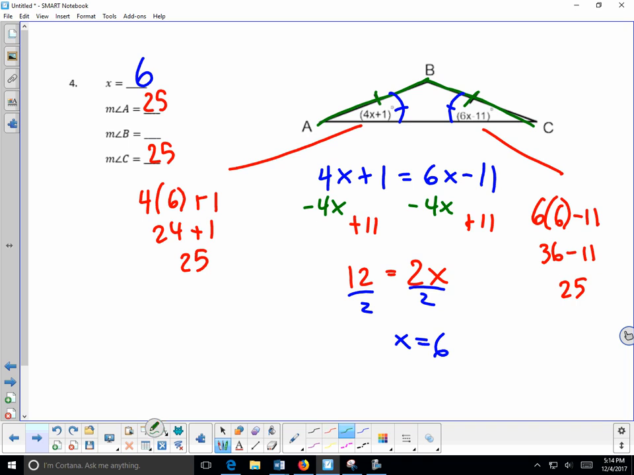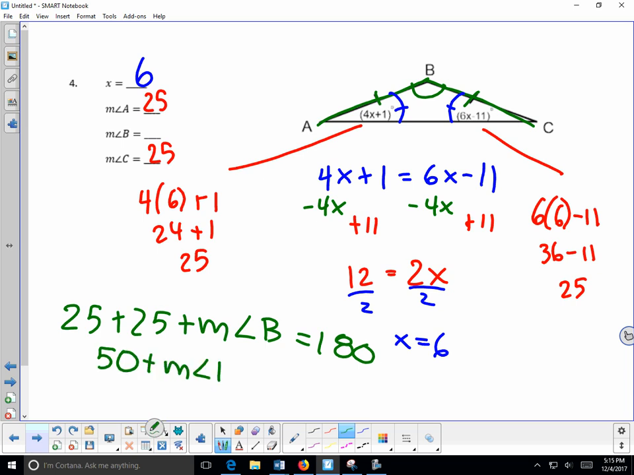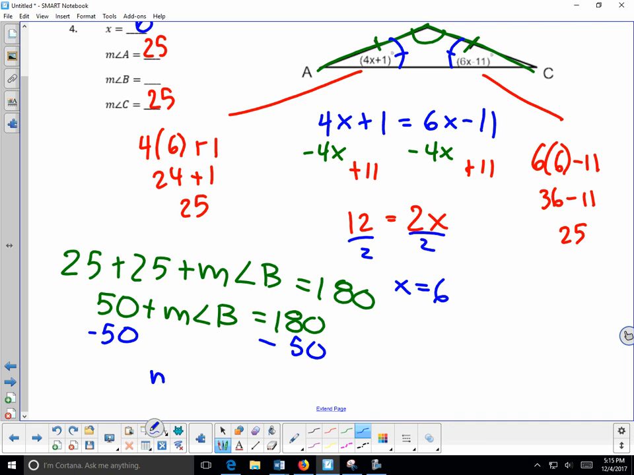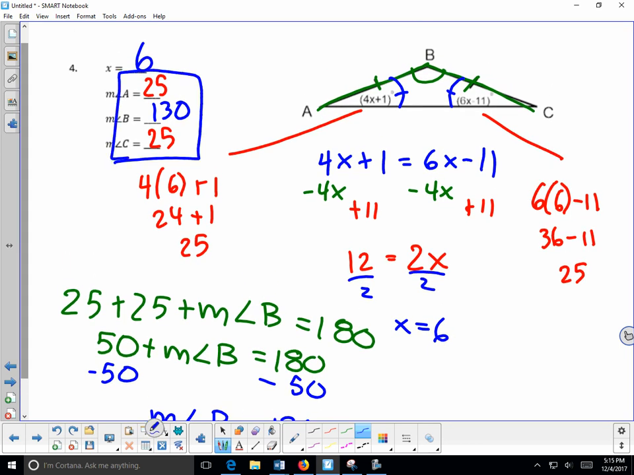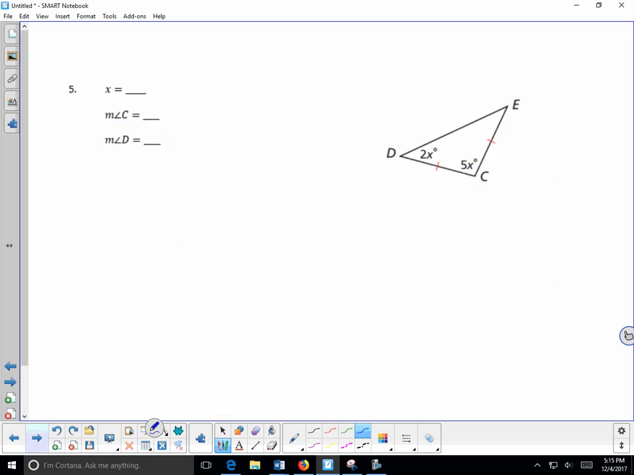And to find the measure of angle B up top, we will need to say 25 plus 25 plus the measure of angle B is equal to 180. So we get 50 plus the measure of angle B equals 180. We're going to subtract 50 from both sides, and we get that the measure of angle B is equal to 130. So that should be our answer for the measure of angle B. Do these three angles add up to 180? You betcha. All right, let's take a look at number 5 from version A.